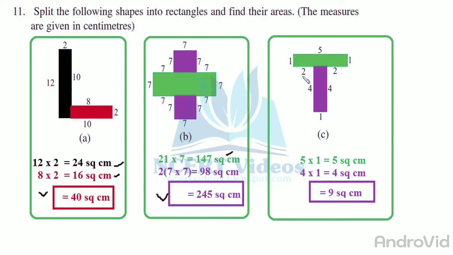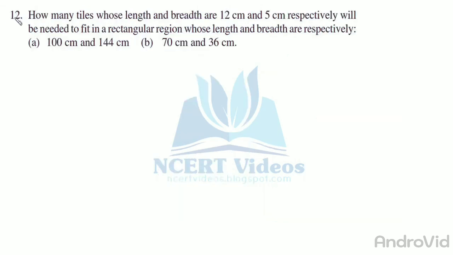Now here we have divided it as T, the letter T of the English alphabet. So 5 into 1, it is simple, 5 square centimeter. And for the other portion, 4 into 1, that is 4 square centimeter. Now when you add it, it gives 9 square centimeter as your area for the complete figure. That was your 11th.